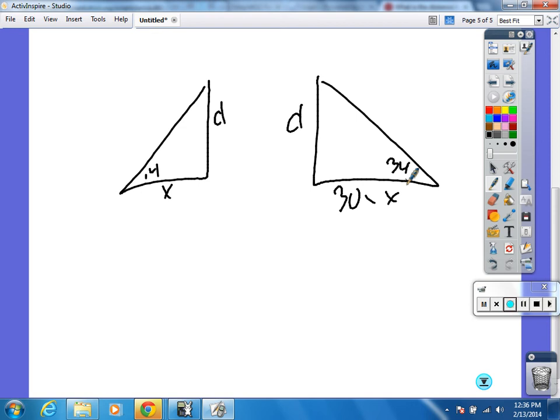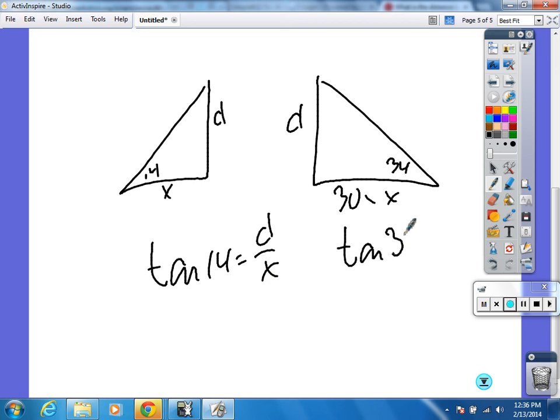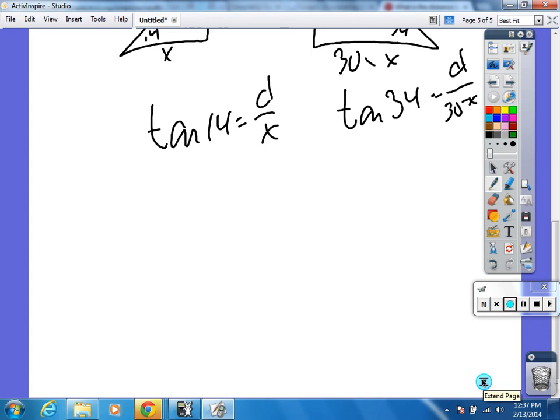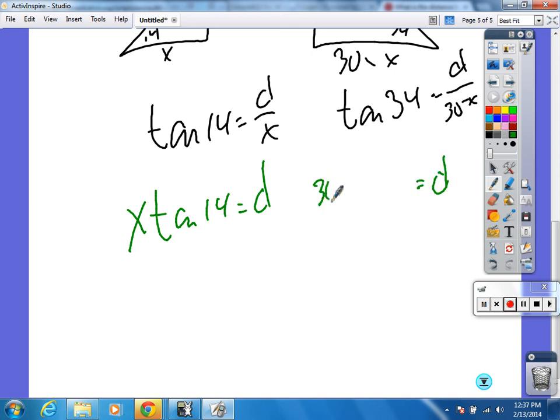Okay. So, tangent of 14 equals D over X. And what's this one? Tangent of 34 equals D over 30 minus X. So once again, I could solve for D, or I could do it another way. I'm going to try another way because last time maybe it didn't help you guys. So I'm going to solve for D on both of them. X tangent of 14 equals D. Does everybody understand on that one? And D equals 30 minus X times the tangent of 34.